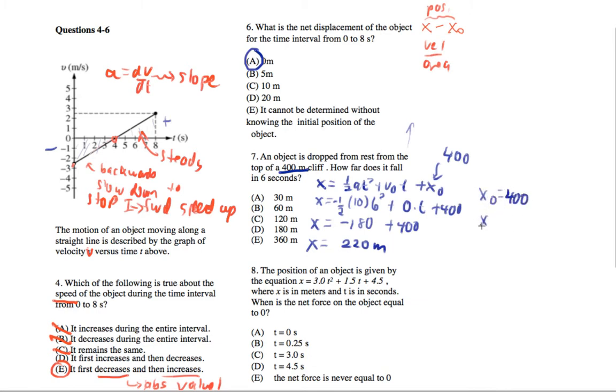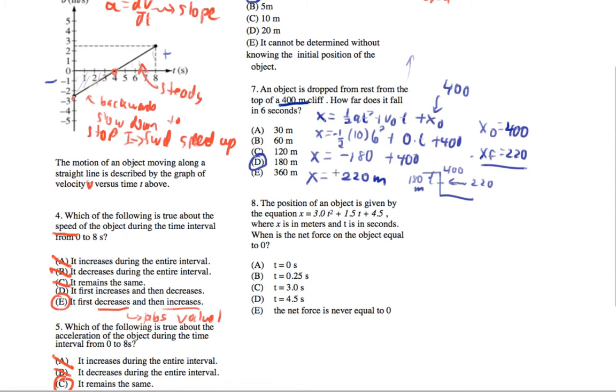So I started at 400. I wind up at a position of 220. So when I subtract these two, I've actually fallen 180 meters. If you want a visual picture, I'm at 400 here, and I wind up at 220 here. So I've fallen 180 meters.